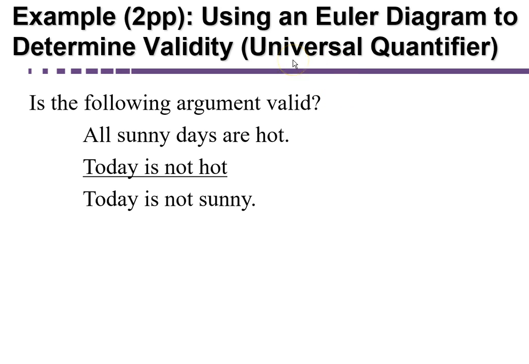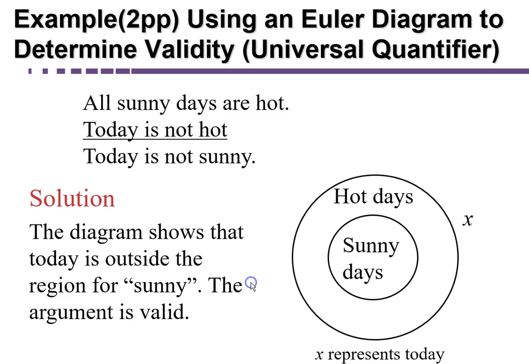Again, we're dealing with a universal quantifier. Is the following a valid argument? All sunny days are hot. Today is not hot. Today is not sunny. So let's take a look at the Euler diagram.